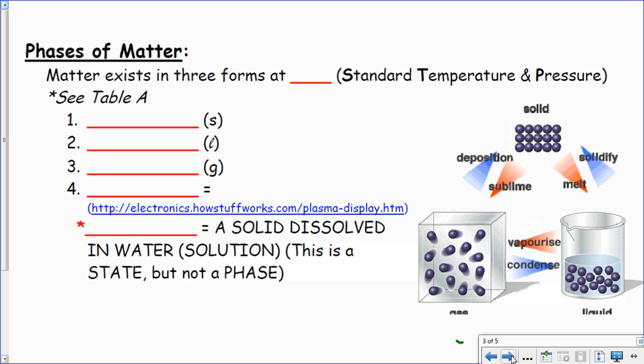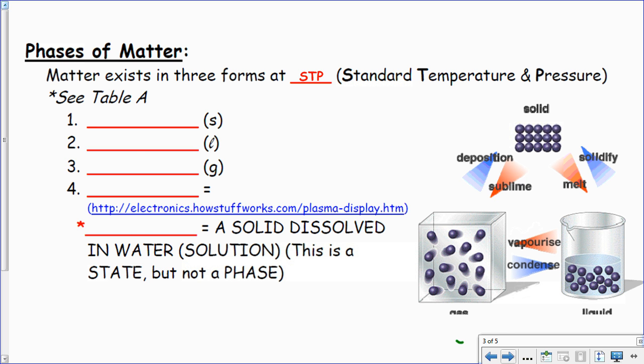Ready? So phases of matter as they exist, of course, at standard temperature and pressure. And there's that big freak out thing, right? Like in math, we have the fraction freak out. And it seems so far this year that we have gotten a little bit stumbled on standard temperature and pressure. I don't want you to get upset about this. It's on Table A in the reference tables. It is 0 degrees Celsius and 1 atmosphere, standard temperature and pressure.